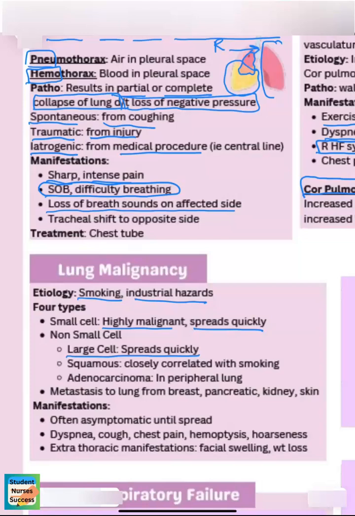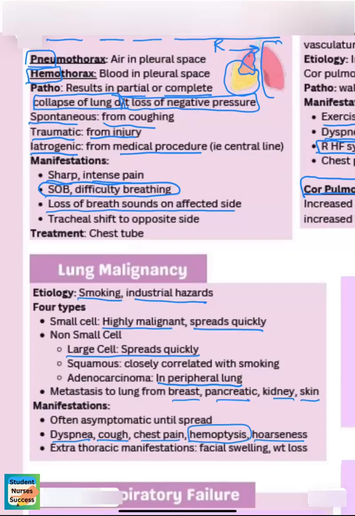And adenocarcinoma in the lung is often found in the peripheral parts of the lung, or more the outsides of the lungs. We also know that lung cancer can be from a metastasis, and most commonly breast, pancreatic, kidney, and skin cancer metastasize to the lungs. With lung cancer, it is often asymptomatic until it has spread, which is going to reduce prognosis. We know that patients, when they do start to develop cancers, have difficulty breathing, cough, maybe chest pain, coughing up of blood, hemoptysis, and even hoarseness.